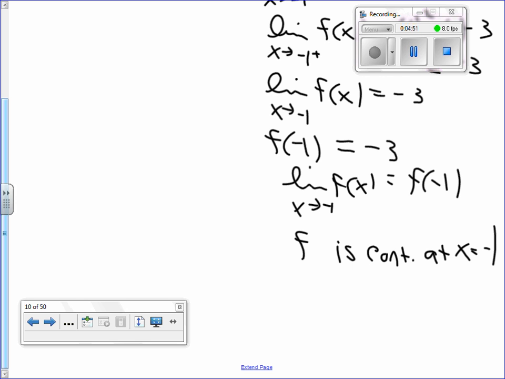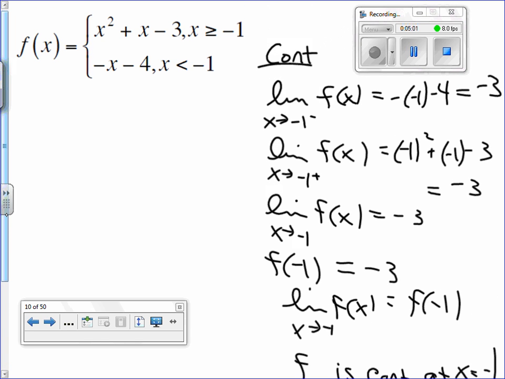So we know it's continuous, so there is a chance it's differentiable. If we got that it was not continuous, we wouldn't even bother checking. It would be impossible to be differentiable if it wasn't. But it is. So now we want to see if it's differentiable. So what's the first thing I got to get? The derivative. Can you guys tell me what the derivative of the first branch would be?